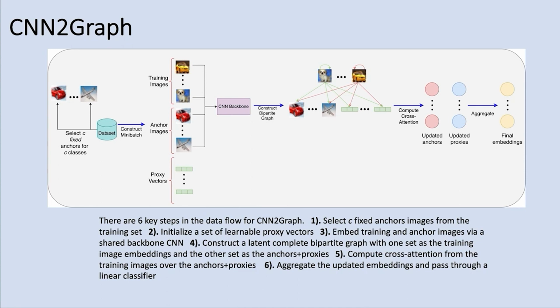Thirdly, we embed each training and anchor example via a shared backbone CNN, so we're going from our training images to embeddings. Then we construct a latent space bipartite graph, where one set is the training images and the other set is the combined anchor embeddings and proxy vectors. Finally, we compute 2 separate cross-attentions between the training images and our proxy and anchor examples, and we do a final aggregation step and pass through a linear classifier to do the classification.